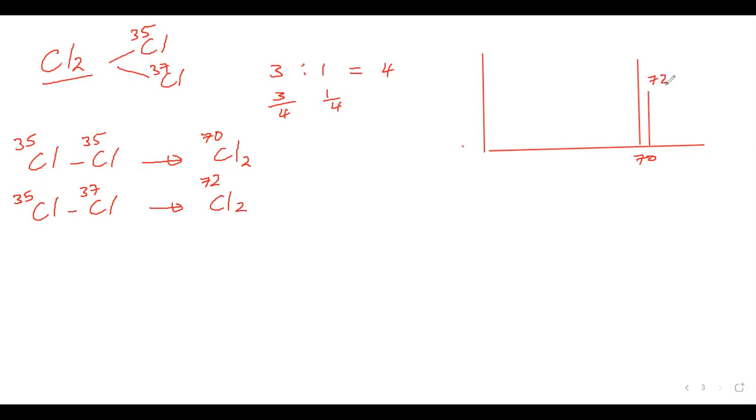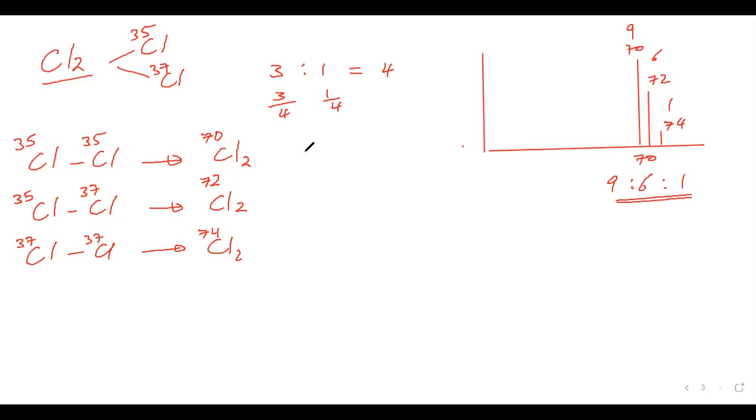This is 72. Or both isotopes are chlorine 37. So we get the chlorine molecule, chlorine 74, and we get a peak here at 74. And we will find that the ratio between the 70 to the 72 to the 74 is 9 to 6 to 1. The heights are in this ratio, 9 to 6 to 1. Why is the ratio in that form?